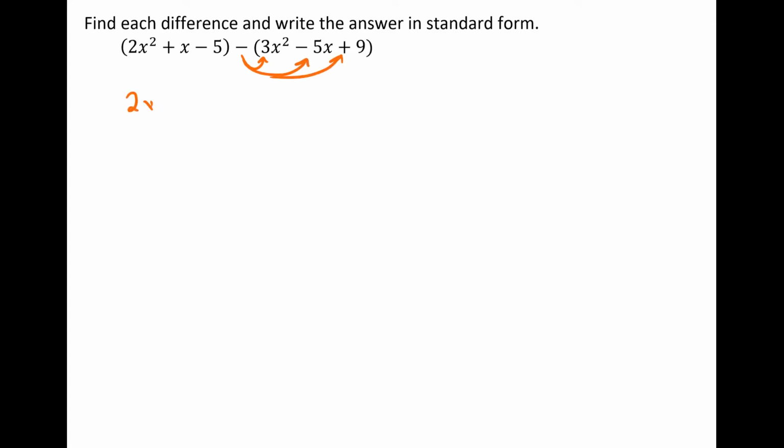So I'm going to rewrite this as 2x squared plus x minus 5 minus 3x squared plus 5x minus 9. Once I distribute that negative, I can just go ahead and combine like terms just as I did in the previous example. So I got my x squareds. 2 minus 3 gives me a negative 1x squared. A 1x plus a 5x gives me 6x. And then finally a negative 5 plus a negative 9. Negative 5 minus 9 will give me negative 14.